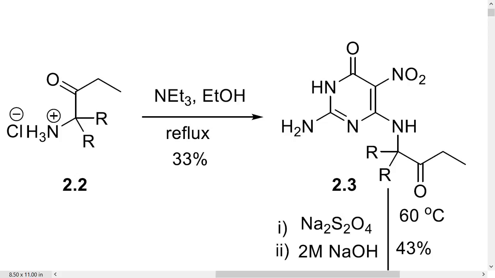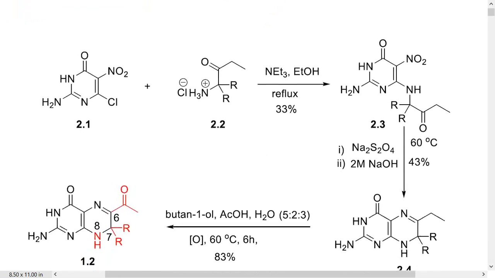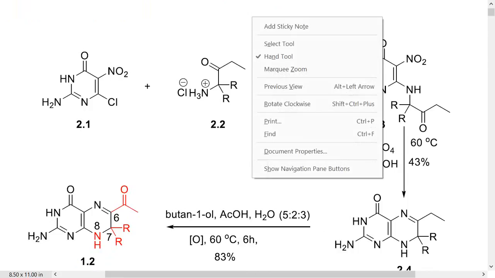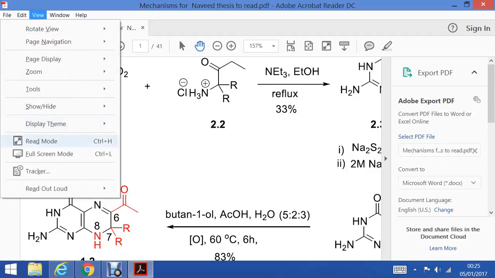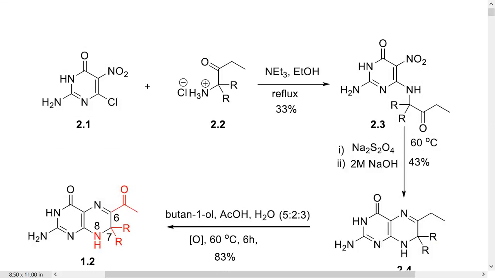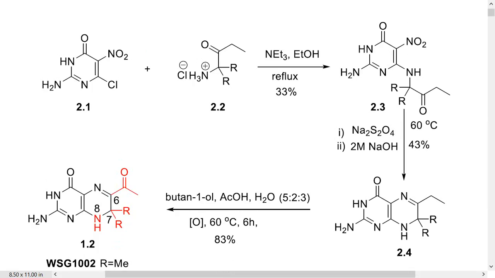But what is this amine? Next to these 2R, then carbonyl, and you have an ethyl group. The whole reaction is like that, from here to here. Now if we focus on just this one, what happened here? You have again an ethyl group, this R, another R, this is a methyl, 60 degrees centigrade, with sodium dithionite, Na2S2O4.